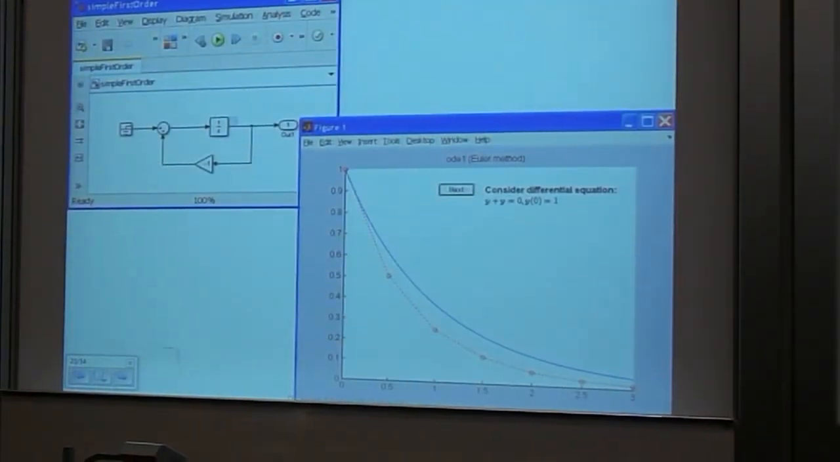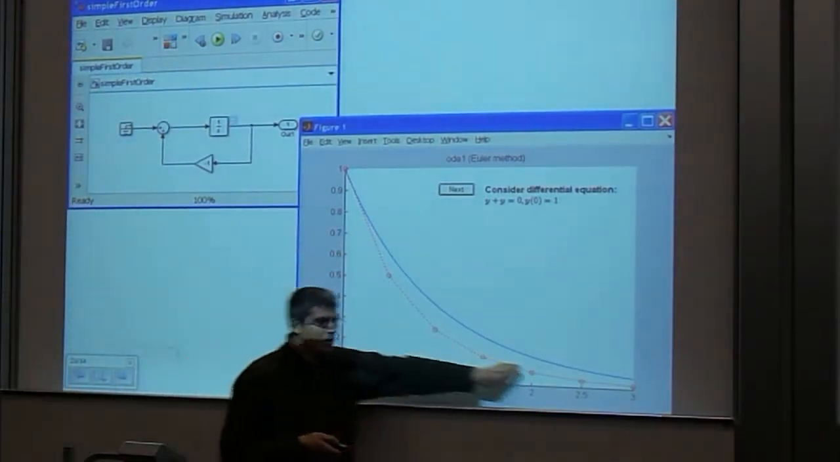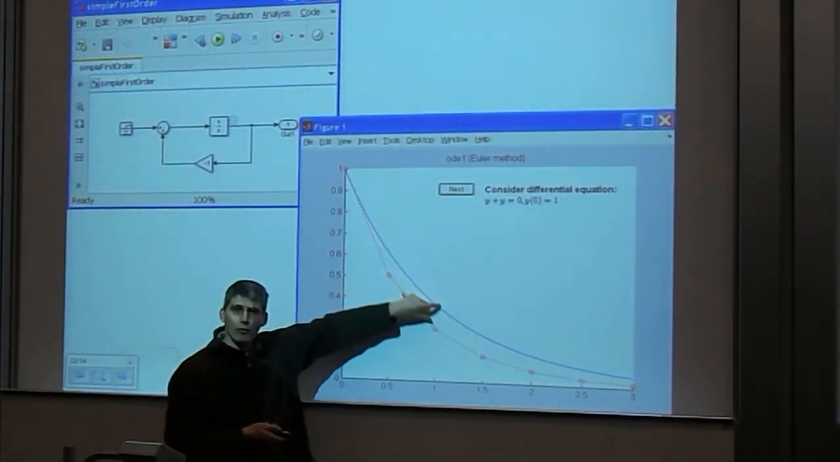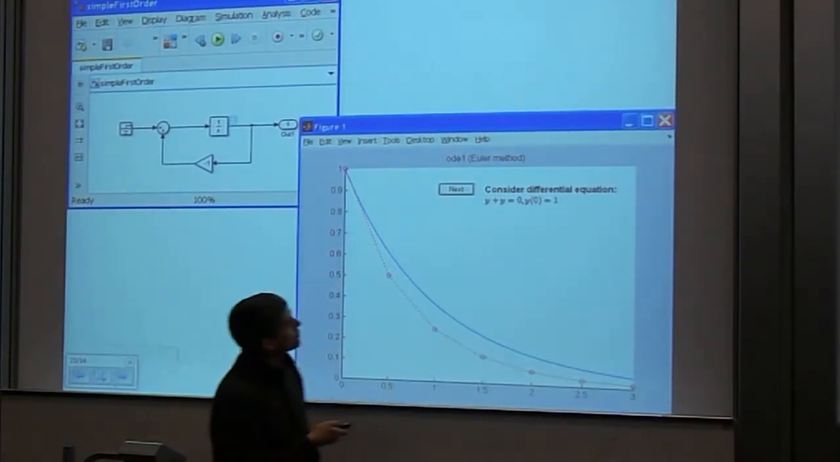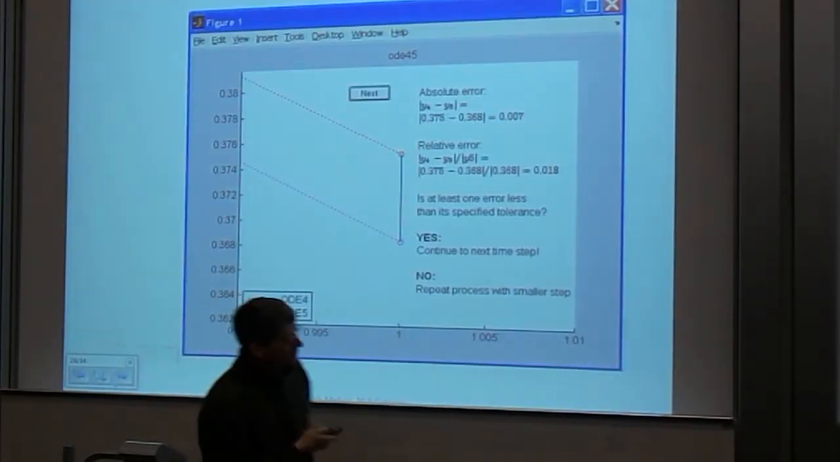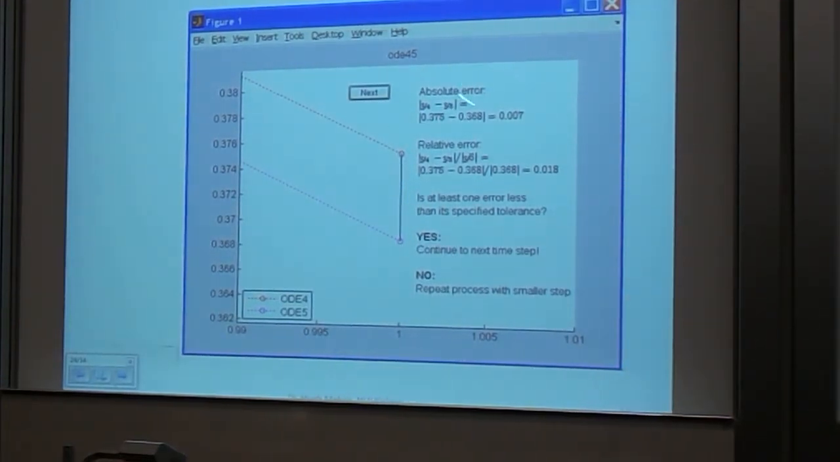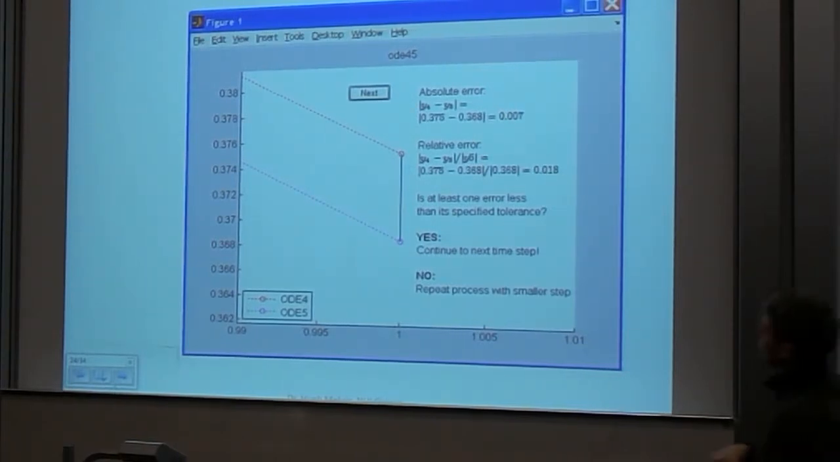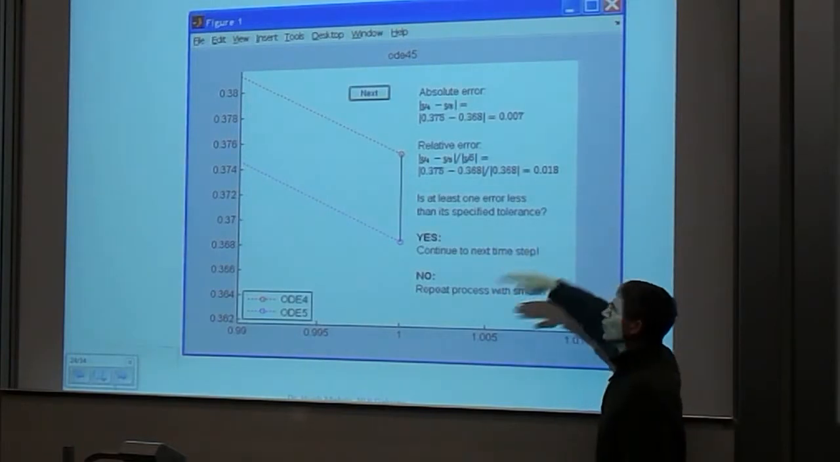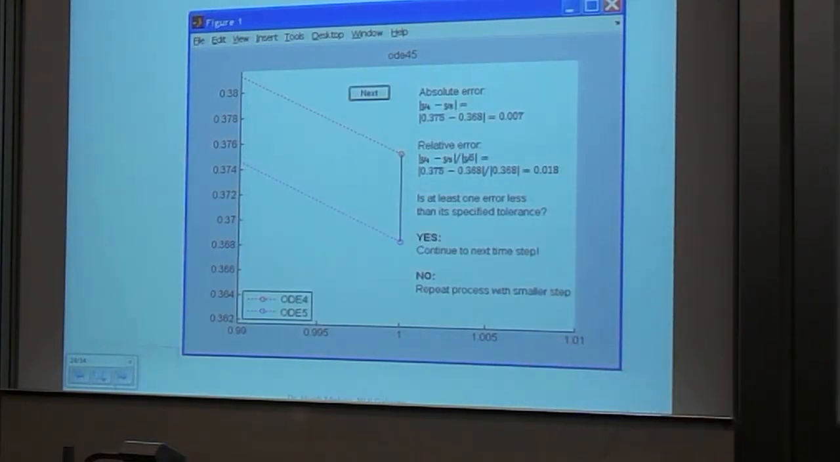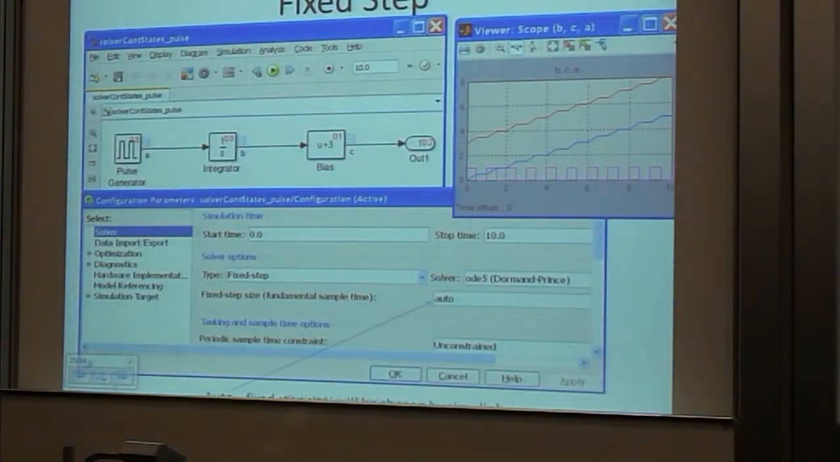So this is just showing you the error. If you use ODE1, it's telling you here what the error might be. So a quite significant error here. If you use ODE45, as I said, it looks at this error here, and it says, right, the absolute error margin is this, the relative margin is that. Is at least one error less than its tolerance? Yes. Go on. No. Go back. Okay, so let's look at an example.